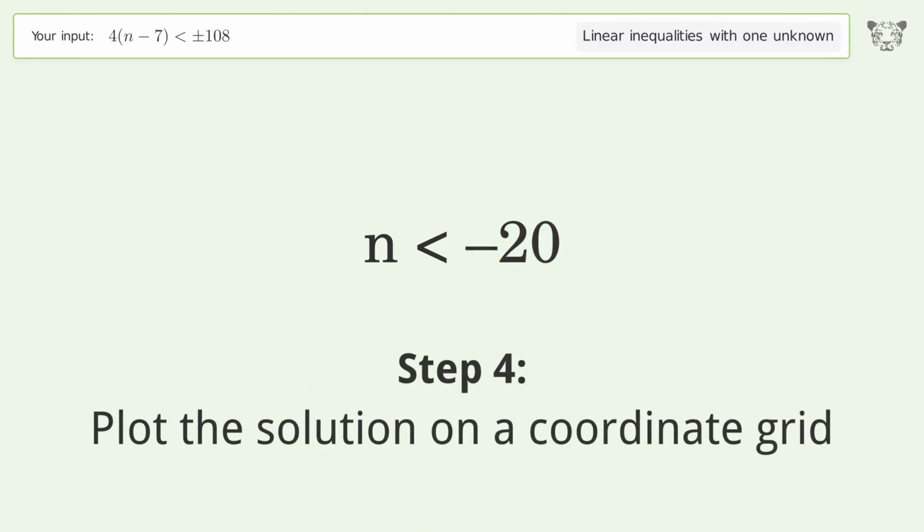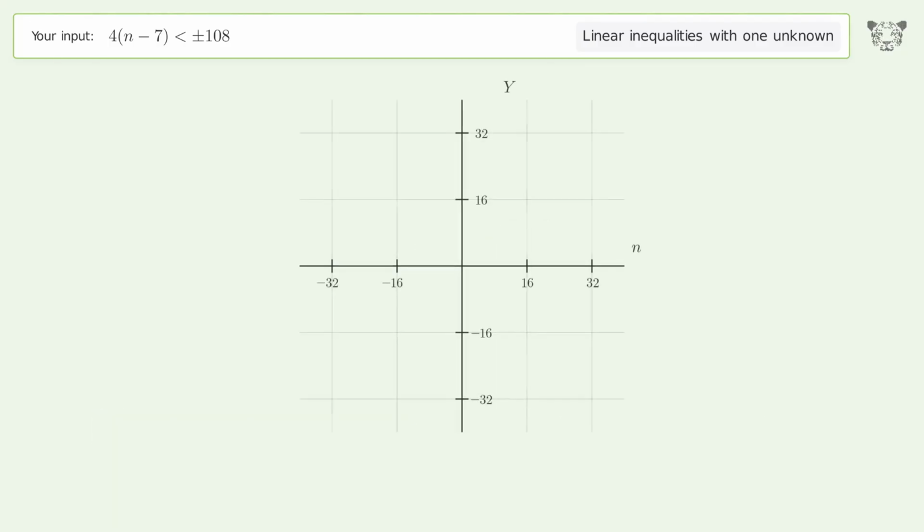Plot the solution on a coordinate grid. And so the final result is n smaller than -20.